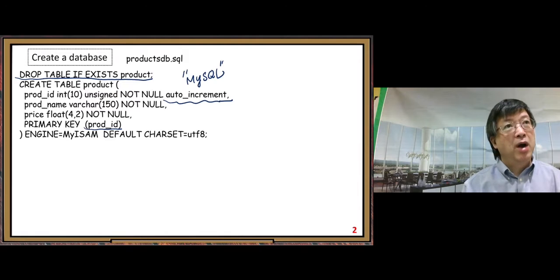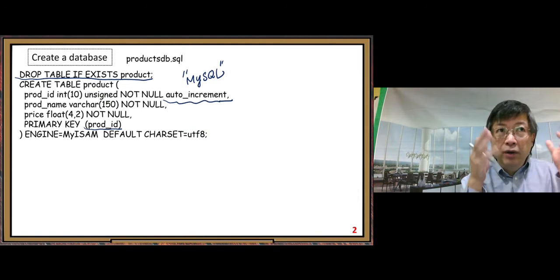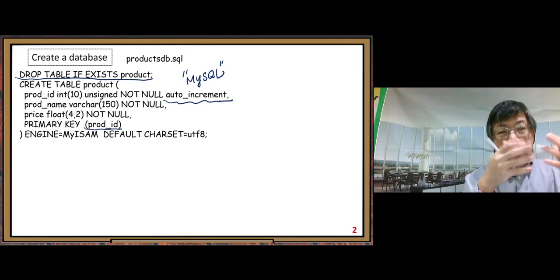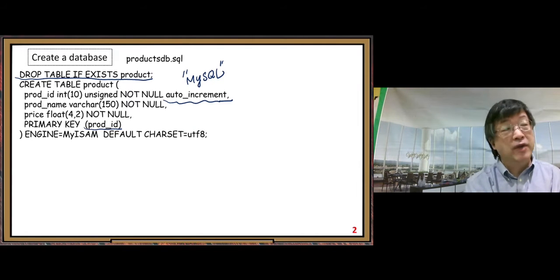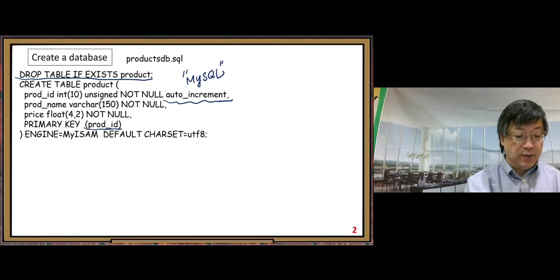What is the prod_ID? You do not need to specify its value. The DBMS will use the auto increment way to generate that ID for you. So it's very simple, but very useful, very convenient. All right, so we use that.